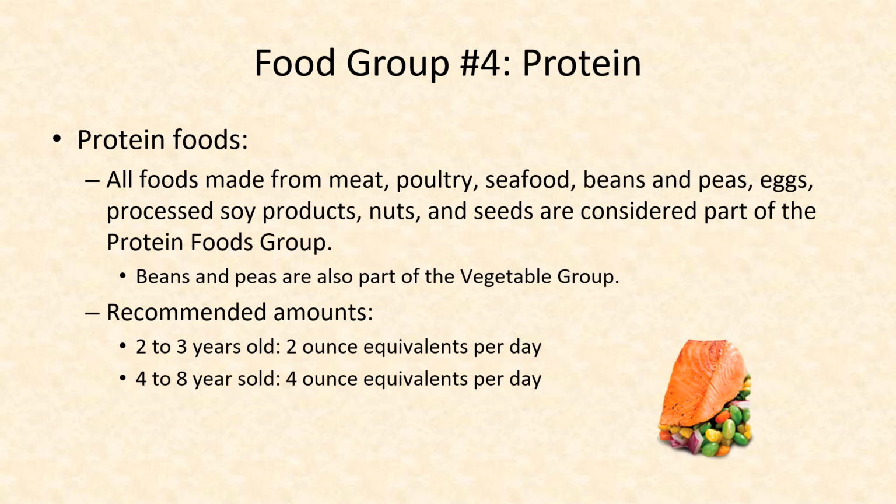The fourth food group, proteins, are very important for a healthy body. So by protein, we're referring to any products made from meat, poultry, seafood, beans, peas, eggs, soy products, nuts, and seeds. Realize that sometimes beans and peas are also considered a vegetable. So notice the recommended amounts here for consumption, depending on children's age, from 2 ounces to 4 ounces per day.